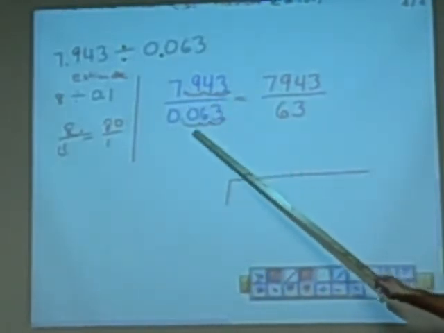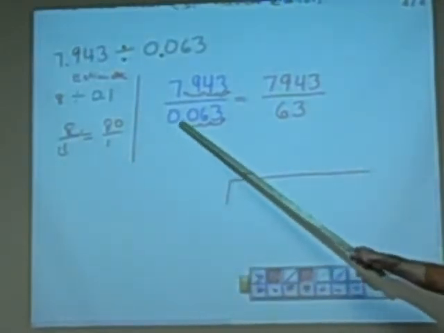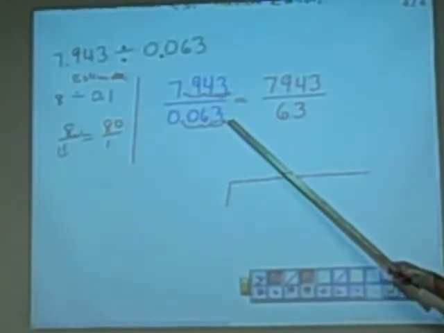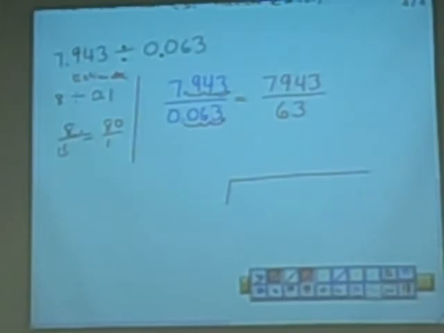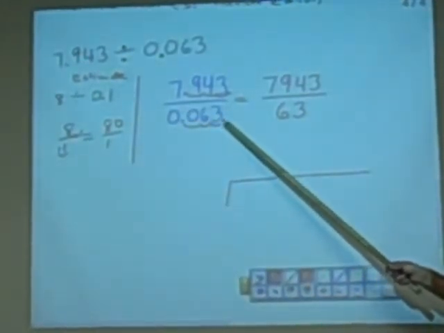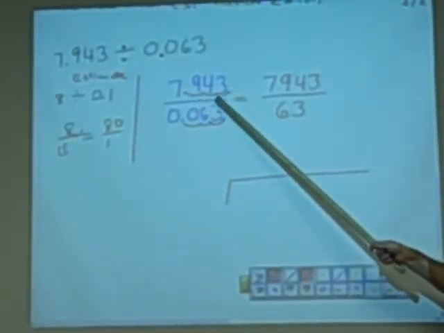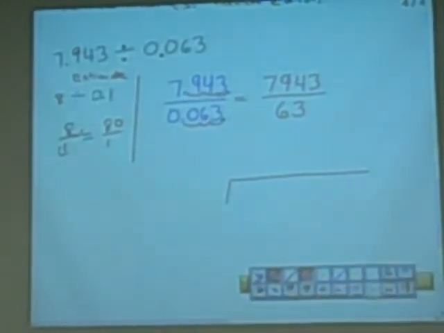Alright, so we move our decimal point over depending on what our divisor is. You always have to move the divisor's decimal point over to the end, behind our units place. So in order to do that, we have to move that 3 places. So whatever we moved for our divisor, 3 places, we have to move our numerator, our dividend, over 3 places. So we have to go 1, 2, 3 places. Okay, so that makes it 79.43 over 63.